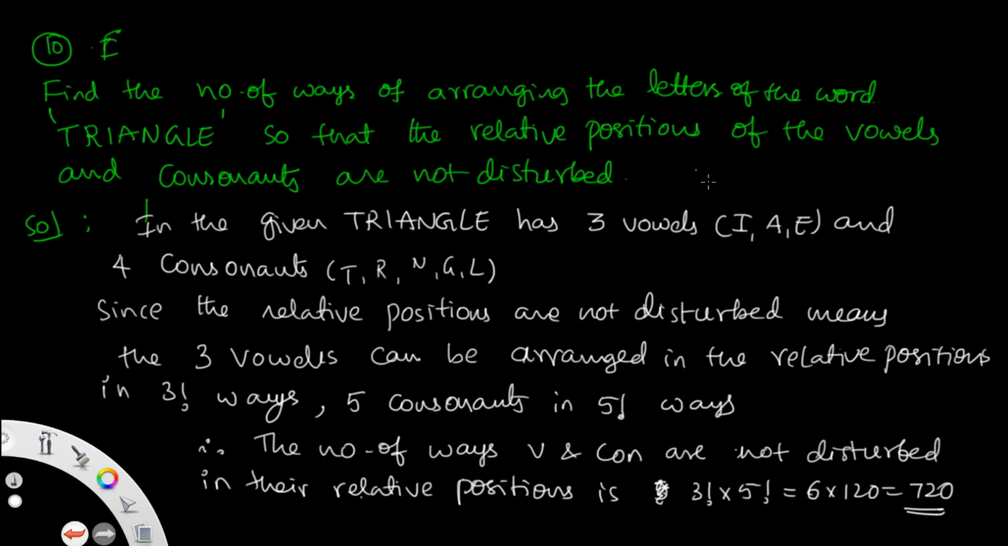That is why, as the word triangle has 3 vowels, the 3 vowels can be arranged in the vowel places in 3 factorial ways, and the 5 consonants can be done in 5 factorial ways. Both operations, work 1 and work 2, are combined using the multiplication law. So that is 3 factorial into 5 factorial, that is 720 ways. This is question number 10. Then go to question number 11.